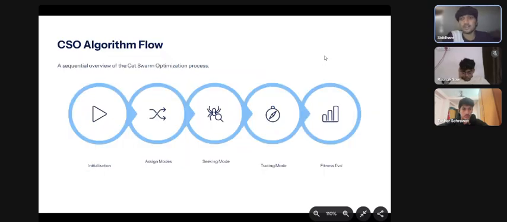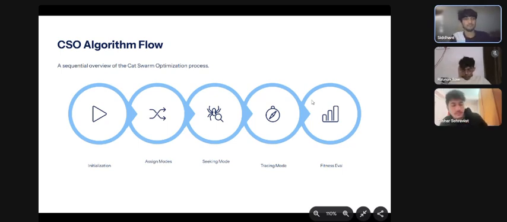So here is the algorithm flowchart. First we have initialization, next we have assign mode, then we have seeking mode, and then we have tracing mode. And in the final, we have a fitness evaluation. From now on, my friend Tushar will take over.